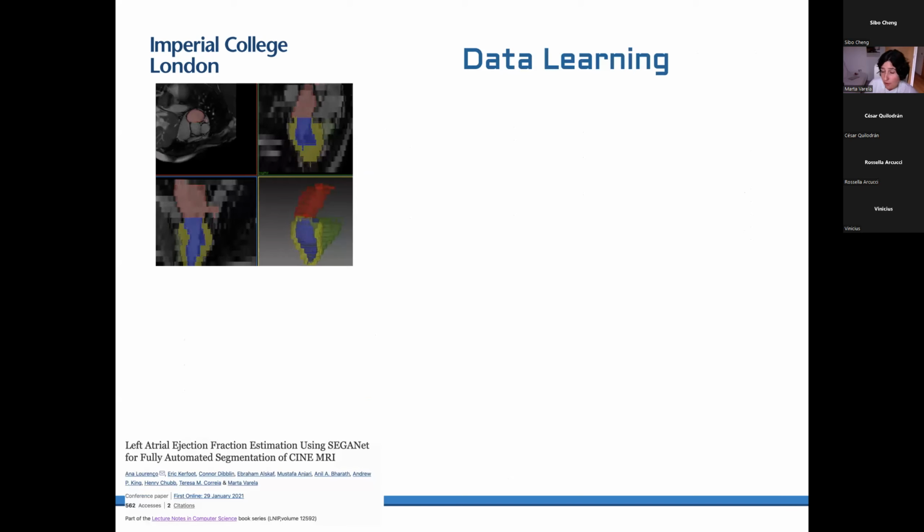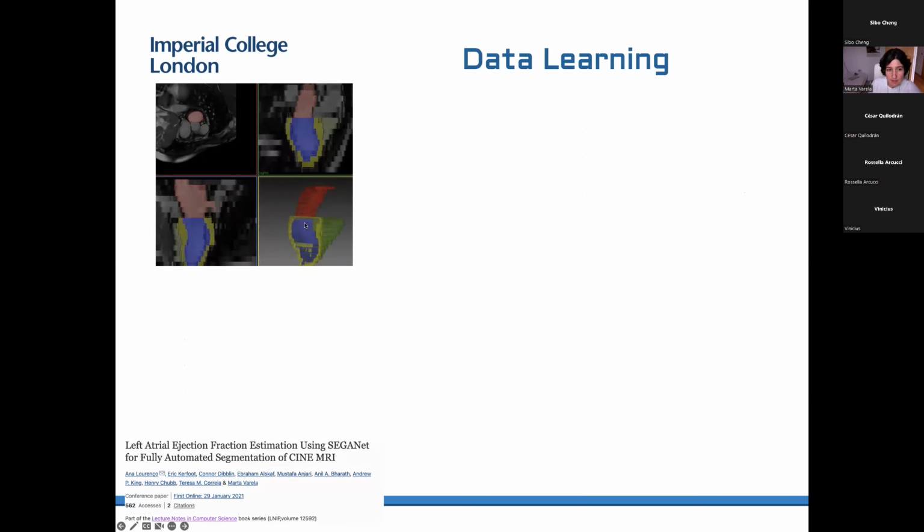The alternative approach is data learning. I'm sure you don't need any examples for this, but just to give you a few from this type of cardiology problem. This is a set of dynamic MRI images called cine MRI, and you can use convolutional neural networks to segment the cardiac structures here.